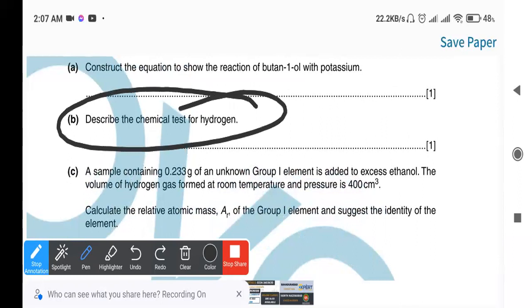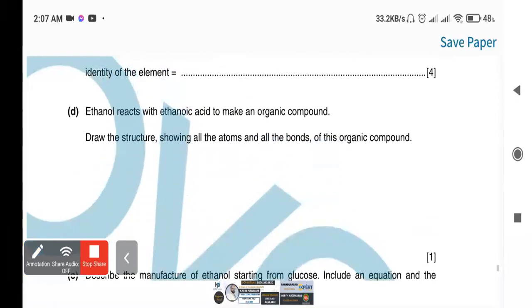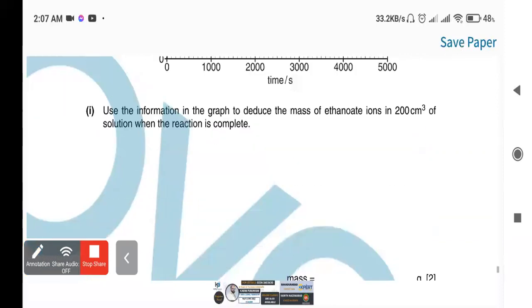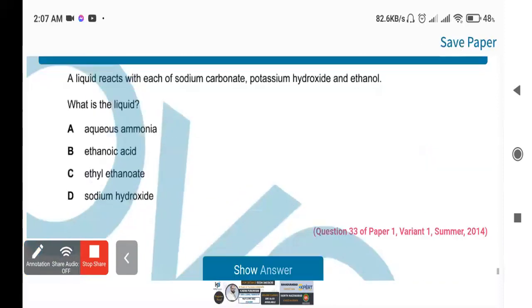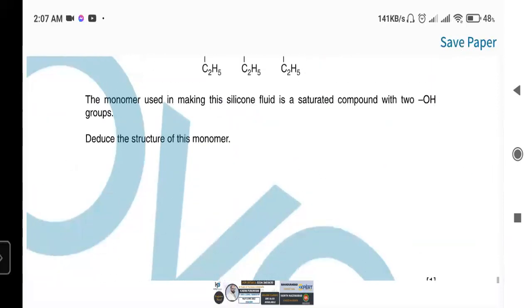Test for hydrogen: it gives a pop sound with a burning splint. Ethanoic acid, all the same. All questions are basically the same.